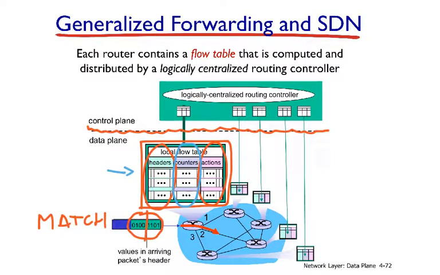So on the control plane we have the controller. This is a logically centralized device which is in charge of first having the full knowledge of the network and then installing the rules. It is in charge of installing the rules according to specific policies.